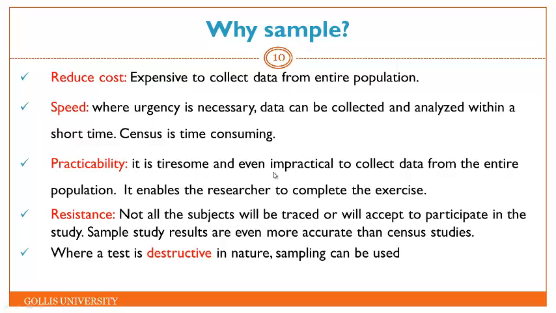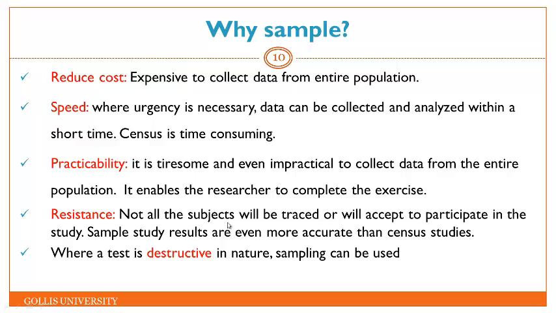Of course, it is tiresome and even impractical to collect data from the entire population, so sampling enables the researcher to complete the exercise. Apart from practicability, another reason is resistance. Not all the subjects will be traced or will accept to participate in the study. So sample study results can be even more accurate than census studies.